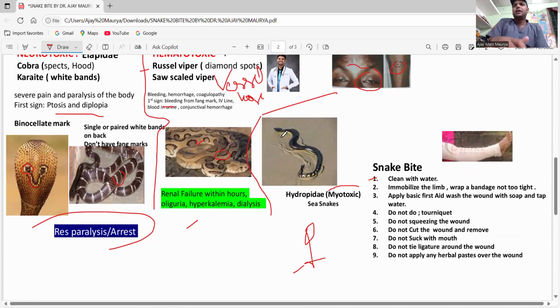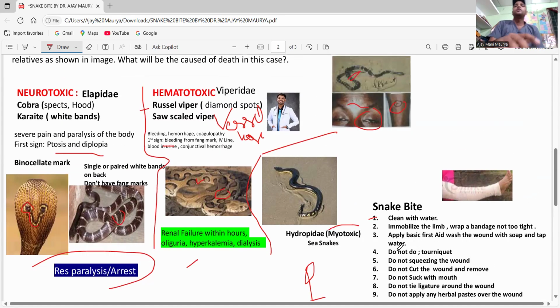Clean with water, immobilize the limb, do not apply a tourniquet. Do not squeeze the wound, do not cut the wound, do not suck with the mouth, do not tie or ligate around the wound, do not apply any herbal paste over the wound. This is what you have to do.